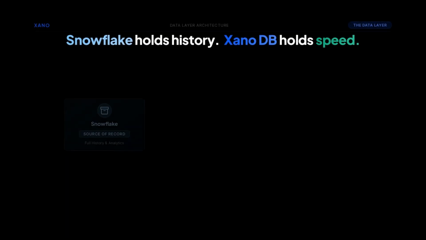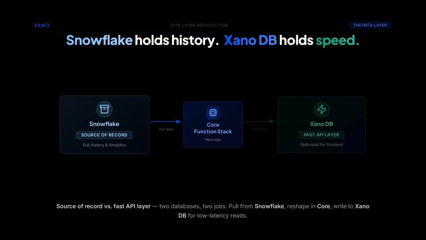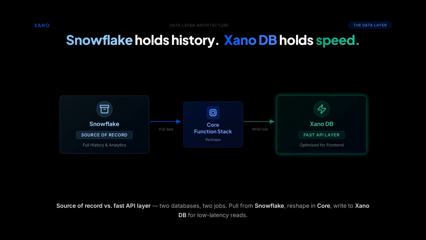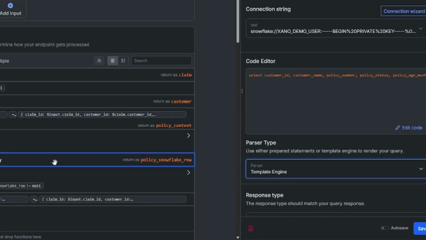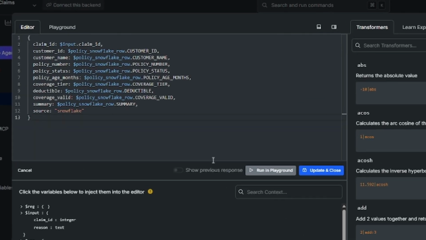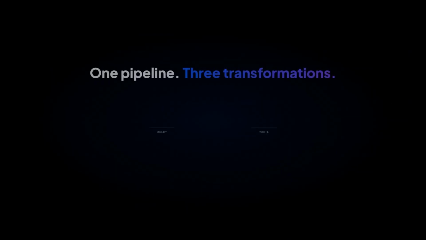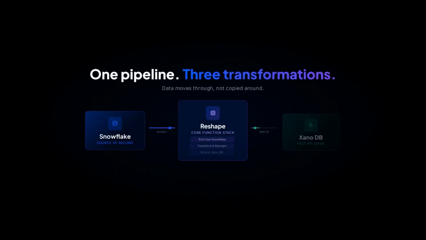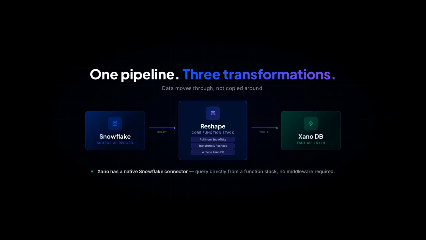Now let's take a quick look at the data layer, where Snowflake's on the left and the Xano database is on the right, and a function stack in core connecting them. Xano has a native Snowflake connector. We can query it directly from a function stack. So we can build the pipeline here in core, and we can pull data in from Snowflake, we can reshape it, and we can write it to the Xano database. The Xano database is our fast application layer for API reads, while Snowflake remains the source of record, and we can use both.